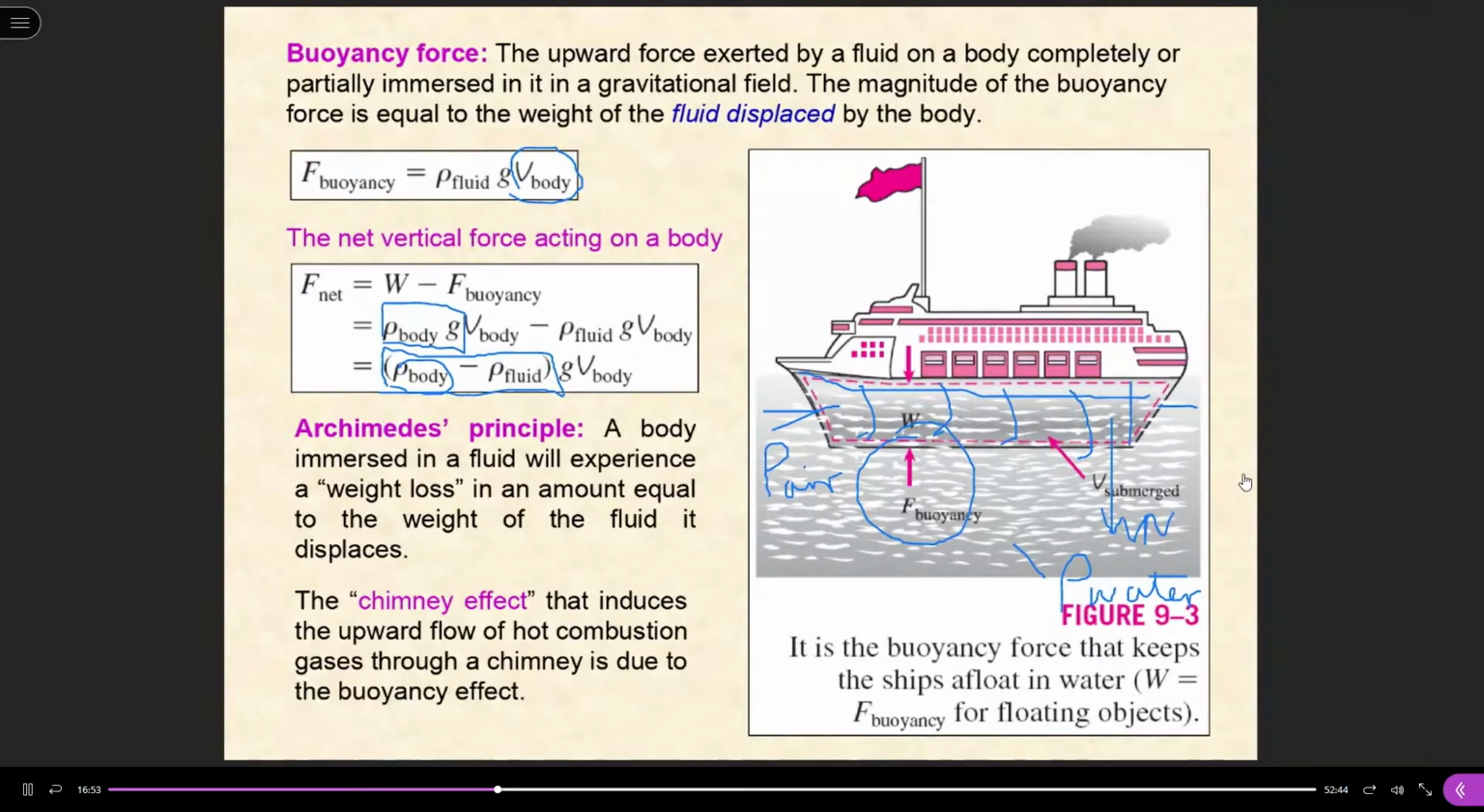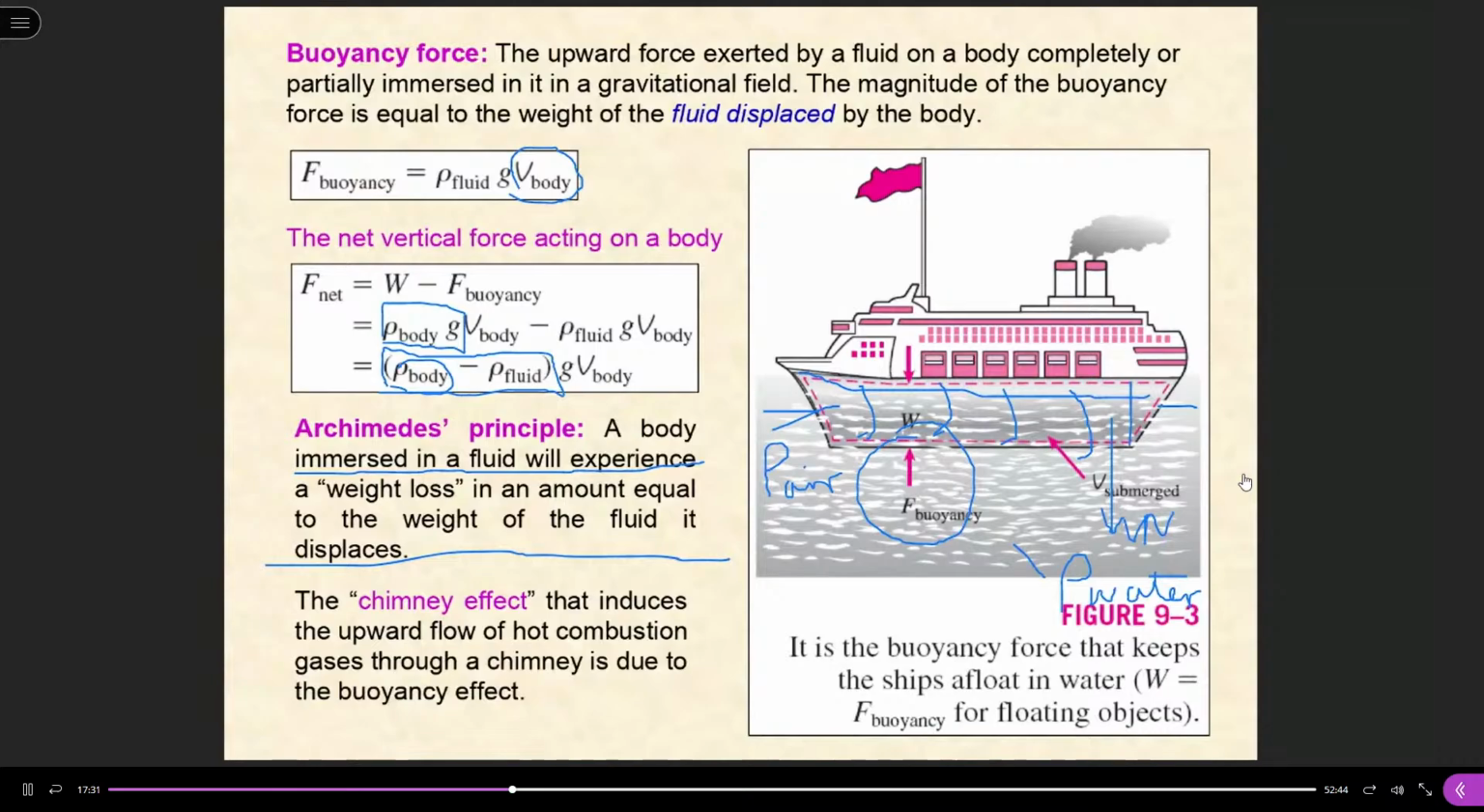So a body immersed in a fluid will experience a weight loss in an amount equal to the weight of the fluid it displaces. This is an example of the body force, and this is the equation to calculate it. In reality, we use this buoyancy force for many practical purposes.